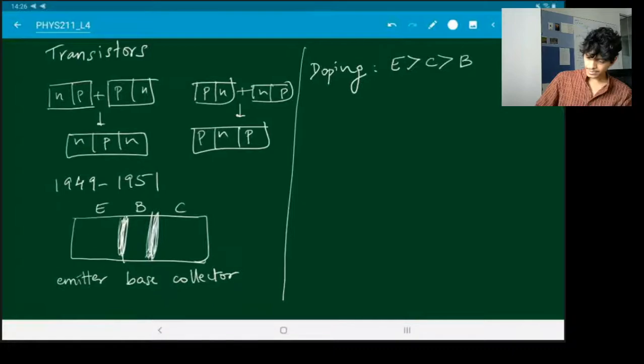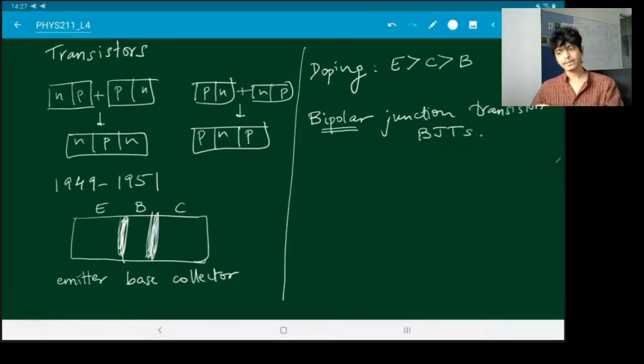Now, in a transistor, typically the current is being carried by both the majority current carriers and the minority current carriers. So hence they are known as bipolar junction transistors or BJTs. Later in the course, we will also look at some unipolar junction transistors or UJTs, which will have some different properties.